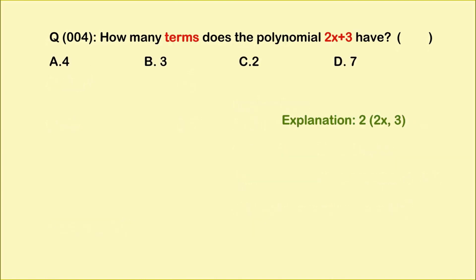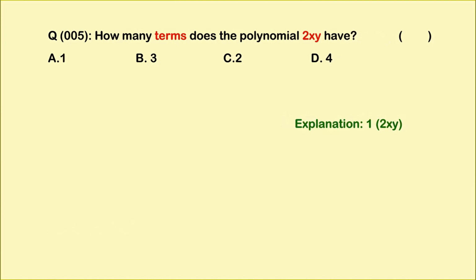Question number 4. How many terms does the polynomial 2x plus 3 have? As you know, the terms of 2x plus 3 are 2x and 3. So it has 2 terms. So the right answer is C. Question number 5. How many terms does the polynomial 2xy have? So 2xy is only a single term. So the right answer is A.